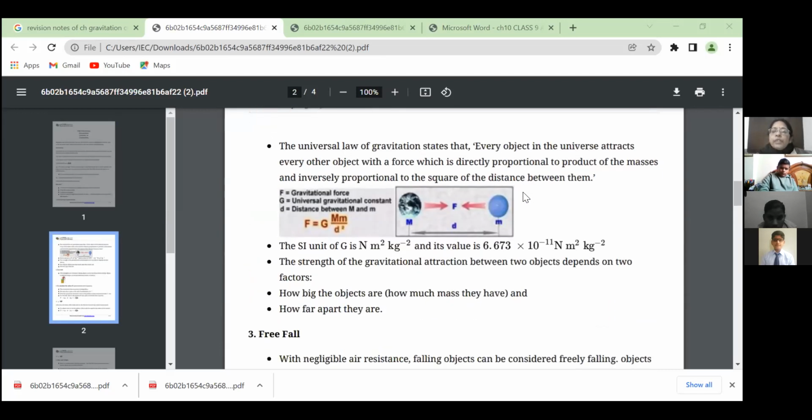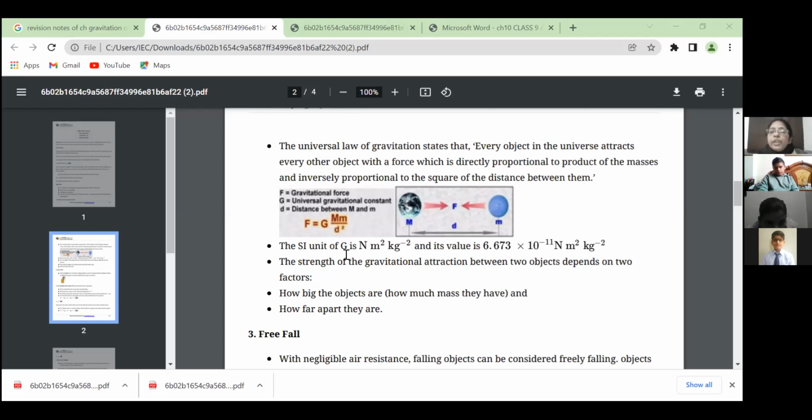Children, the universal law of gravitation states that every object in the universe attracts every other object with a force which is directly proportional to the product of their masses, and it is inversely proportional to the square of their distance. As you can see in the figure, children, this is the earth, and this is an object. Capital M is the mass of the earth, and small m is the mass of the object. And F is the force of attraction between the two, which they exert on each other. Okay, and d is the distance between the two objects having the masses M and m. Then we say that the gravitational force of attraction is equal to capital G into M into m upon d square.